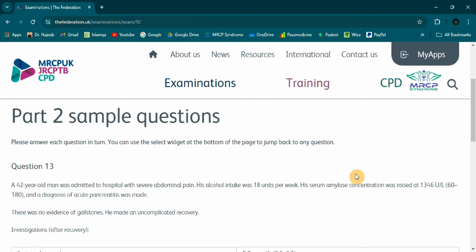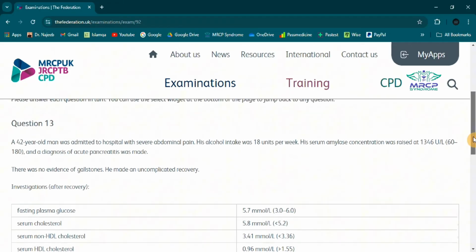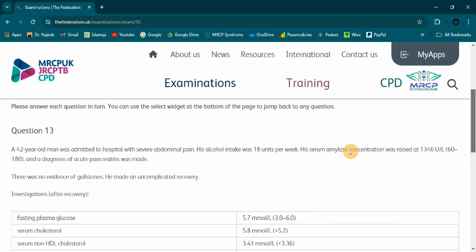So this patient has presented with severe abdominal pain in the context of significant elevation in the serum amylase concentration, which is highly suggestive of acute pancreatitis. The alcohol intake is 18 units per week, so this is within the normal range. Excessive alcohol intake can contribute to pancreatitis, but since the level is within the normal range, it is less likely that alcohol intake has led to the pancreatitis.